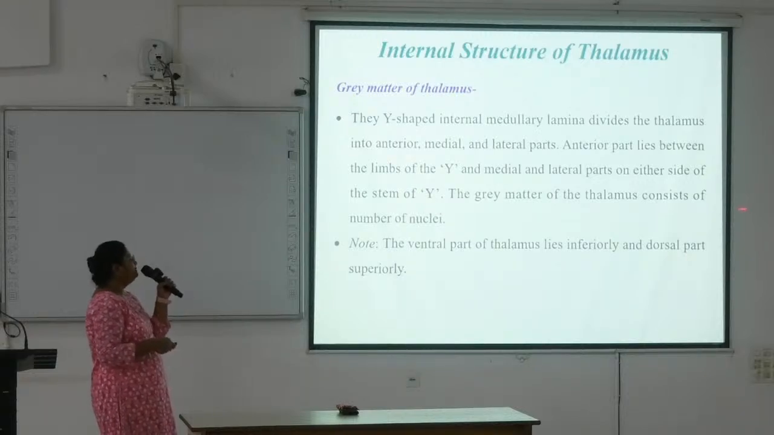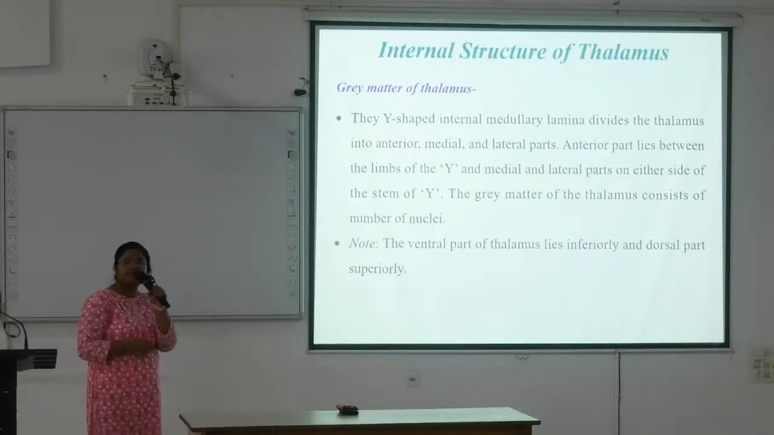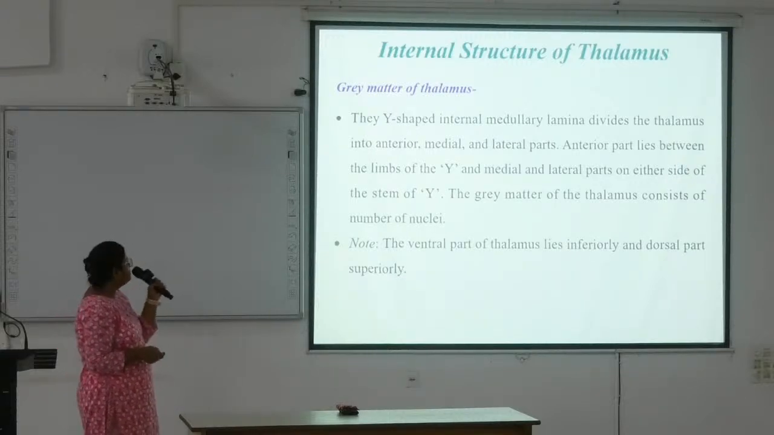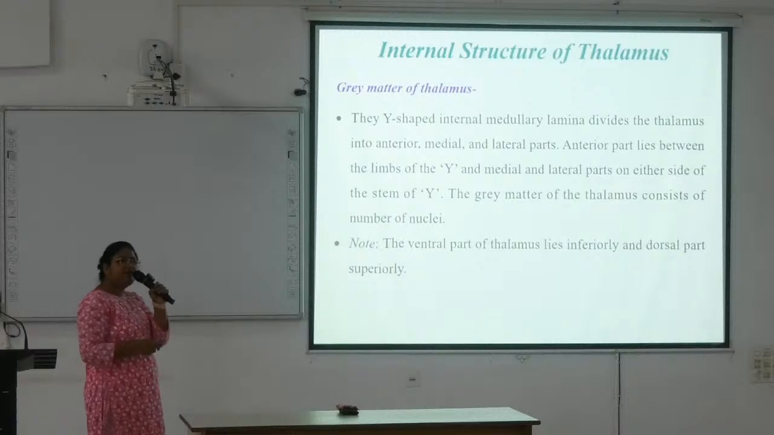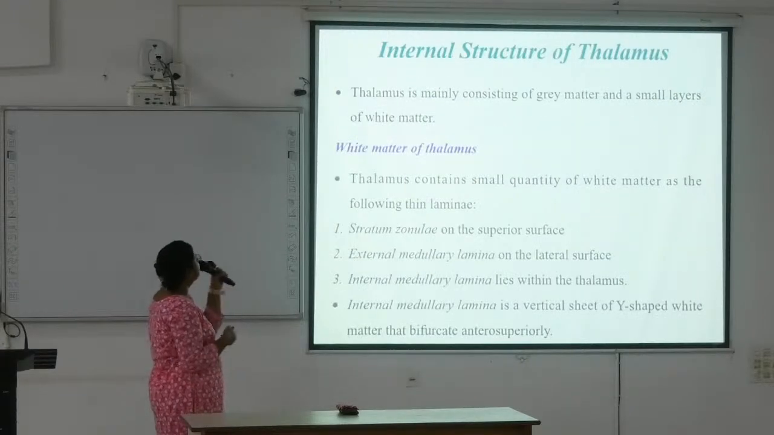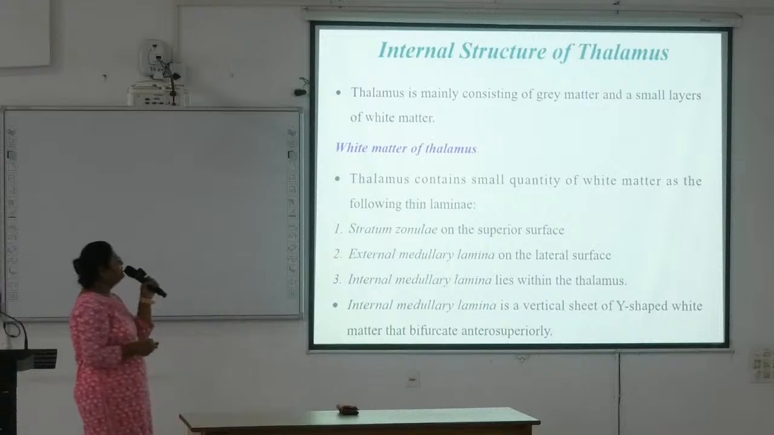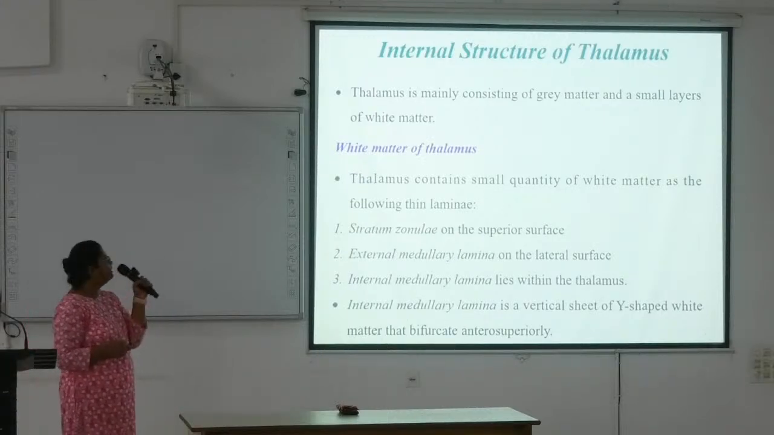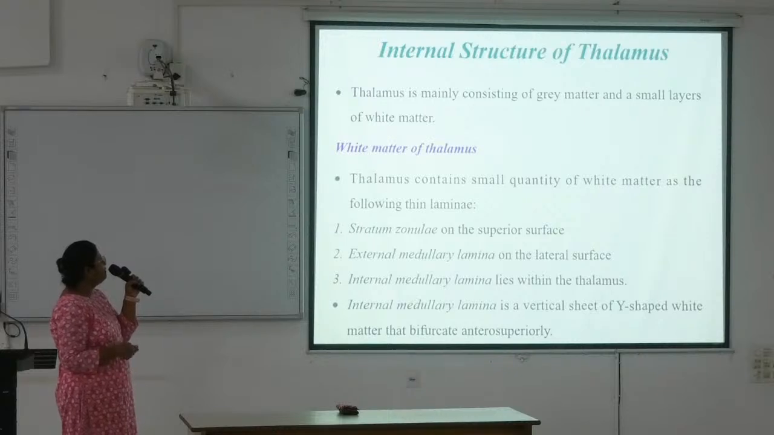And the gray matter of the thalamus consists of a number of nuclei. The ventral part of thalamus lies inferiorly and dorsal part lies superiorly. Next, thalamus mainly consists of gray matter and a small layer of white matter. So we will discuss the white matter.